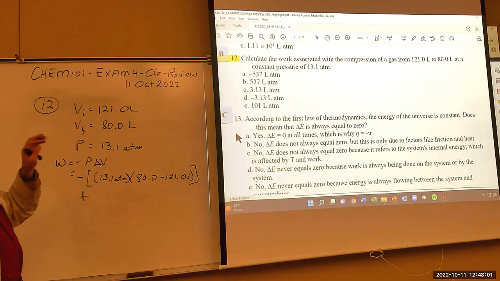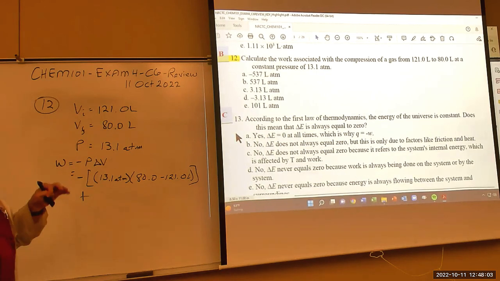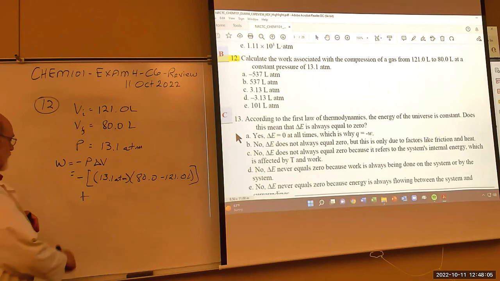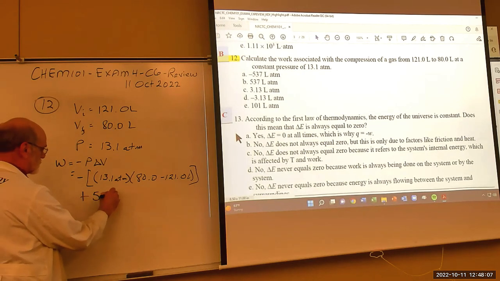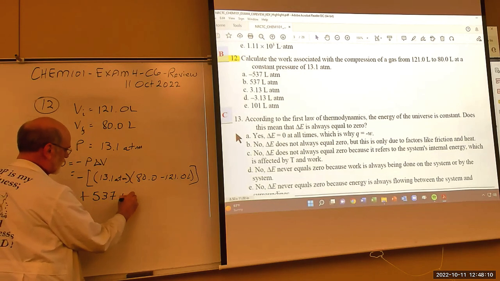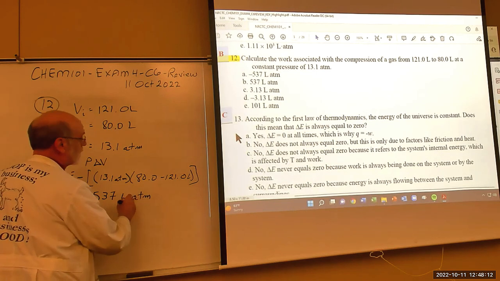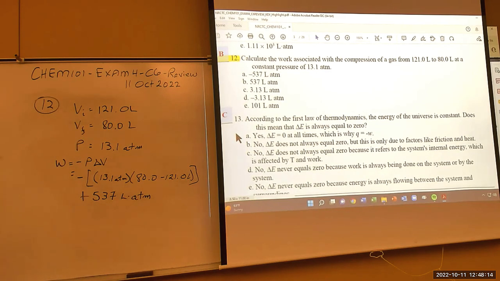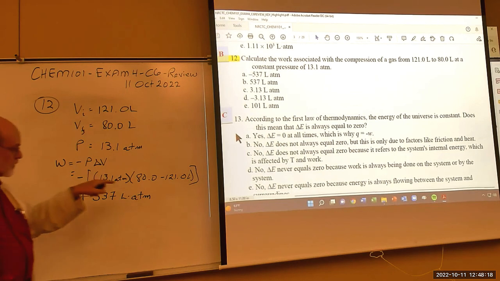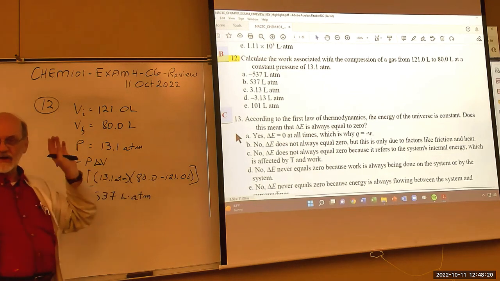And in this case, they're accepting liter atmospheres as work. So we should come out with 537 liter atmospheres. And for that reason, there's also an answer with a minus 537. That's in case you put these in the wrong order, then you come out with the wrong answer.